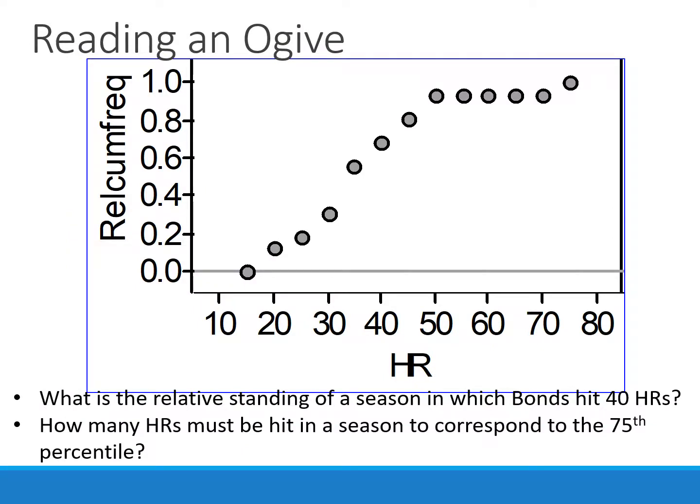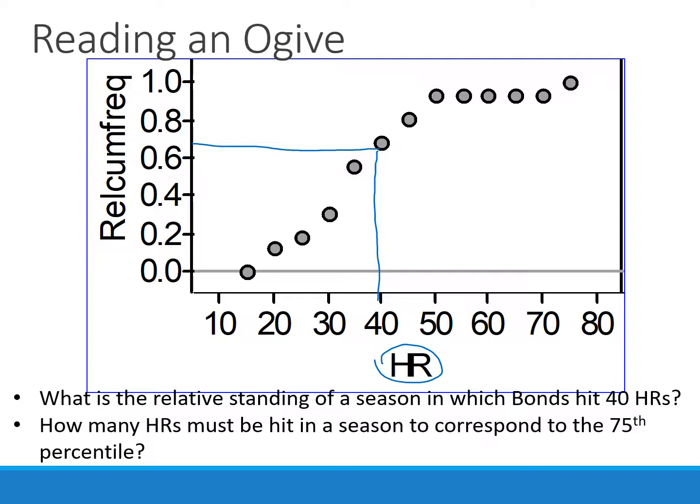Once we have our ogive created, we can answer a number of questions about it. For example, what's the relative standing of a season in which Bonds hit 40 home runs? Well, if we were to look at this and trace up from the bottom, which is the home runs, which is about here, and trace that over. Okay, it looks like that's at about 65%, right? So that would be the 65th percentile.